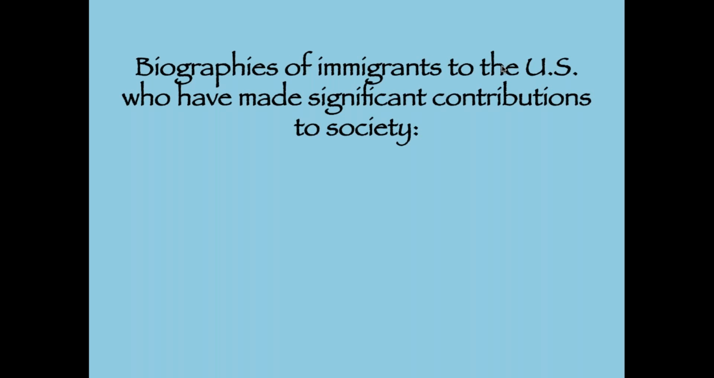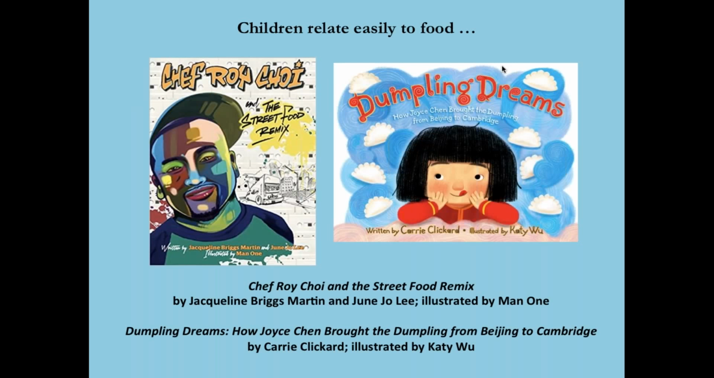Now we're going to look at some examples of biographies of immigrants to the United States who have made significant contributions to society. So since children relate easily to food, here's a book about Chef Roy Choi. This is a great biography. Roy Choi came to the United States from Korea at the age of 2. His parents ran a Korean restaurant in California.